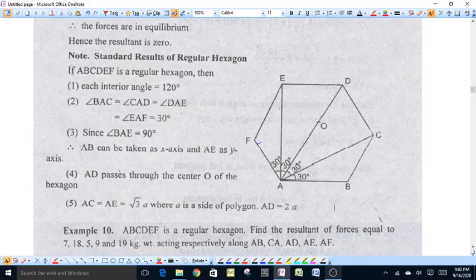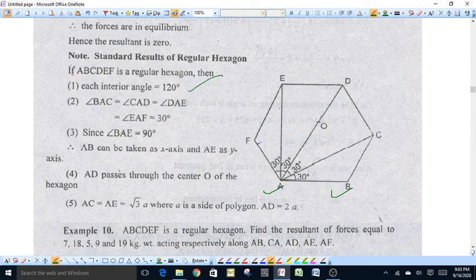Today we will study some standard results of a regular hexagon and try to find the resultant of forces which are acting along the sides and diagonals of a regular hexagon. Suppose that ABCDEF is a regular hexagon, then each interior angle of a regular hexagon will be equal to 120 degrees.